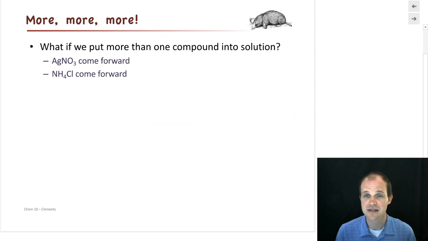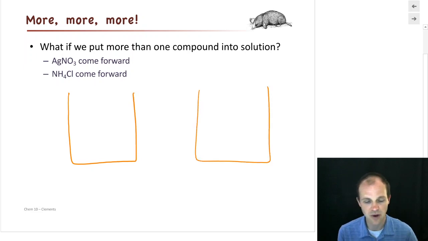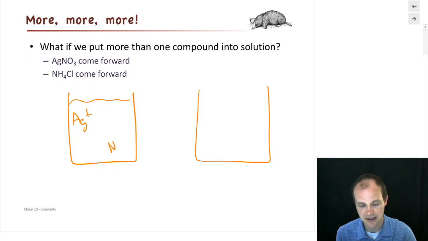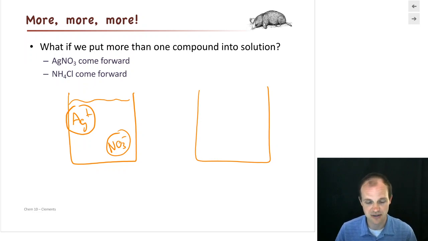All right, so what we're going to do now is we're going to put into solution 2 different compounds. So I'm going to start with 2 beakers. And in one, I'm going to put some silver nitrate. Now, what do we know about silver nitrate? It's soluble, which means it's going to break apart into its ions in solution. And remember, these ions are all surrounded by water molecules, so they act independently. The silver and the nitrate really not pairing up and talking to each other anymore.